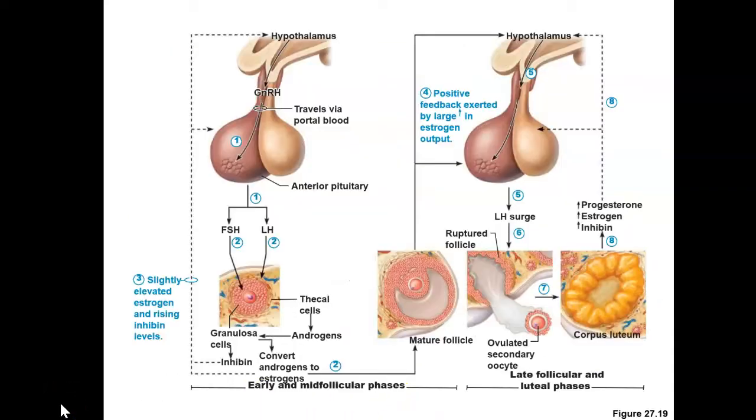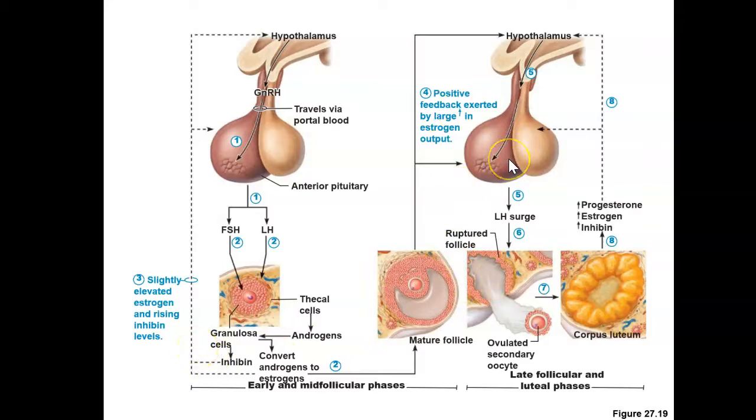So if we're looking here at what happens in terms of hormone activity, well, you've got your hypothalamus, which is going to release GnRH. This will happen roughly around puberty. That's going to cause FSH and LH, follicle stimulating hormone and luteinizing hormone, to be released by the anterior pituitary gland. They are going to work together to activate the granulosa cells, which will produce inhibin, and also the thecal cells, which will produce androgens that will get converted into estrogen. So at this particular time, you'll get slightly elevated estrogen and some rising inhibin levels in the blood.